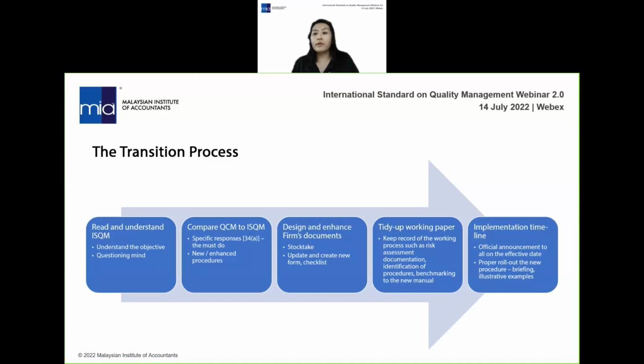All right. So implementation, the timeline. I find it will be very helpful if you make an official announcement on the effective date of your new policy, if you have not done so. You have to inform everybody, because this is not just the management's responsibility, but the responsibility of everyone in the firm. So you make an official announcement on the effective date, and properly roll out the new procedures, give briefings, and provide examples: how you should fill up this form, what the purpose of the form is, and what outcomes and results you are trying to achieve by completing this particular checklist or form. I find that will be very helpful for you to implement the new policies under the ISQM.